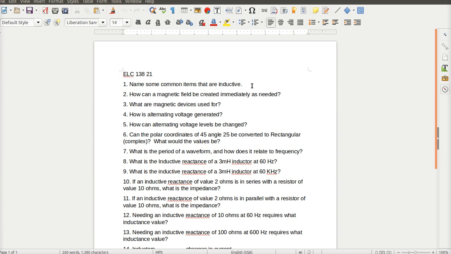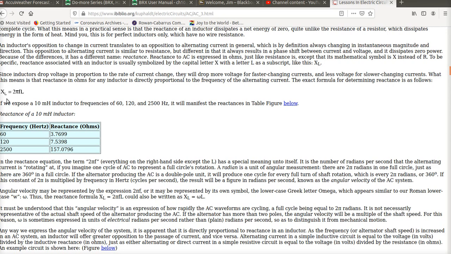What's the period of a waveform? We've been over that. How does it relate to frequency? This question keeps coming up because I want everybody to be getting it right every time. What is the inductive reactance of a 3 millihenry inductor at 60 hertz? Well, that goes back to our equation that I just showed you.